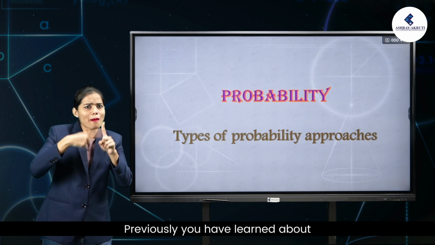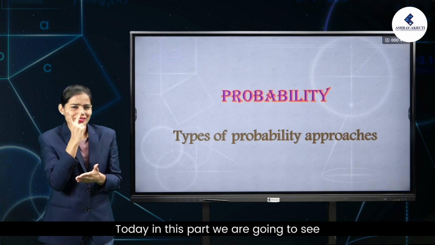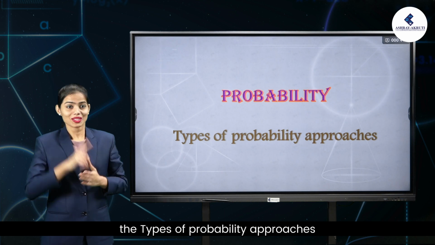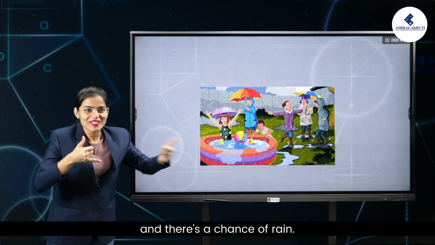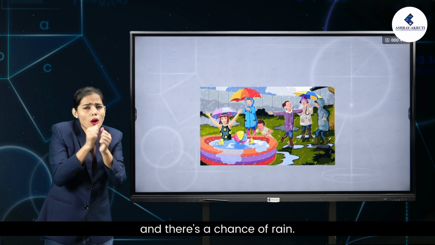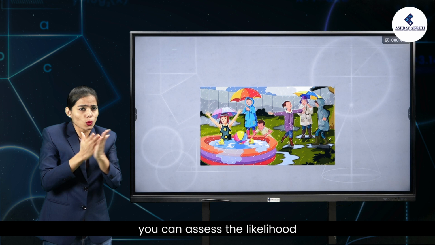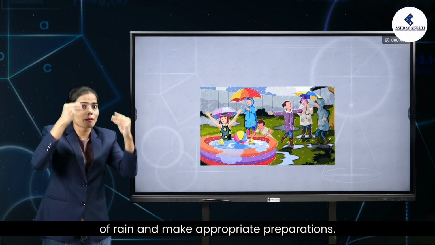Previously, you have learned about Introduction to Probability. Today, in this part, we are going to see the types of probability approaches. Imagine you are planning a picnic with friends and there's a chance of rain. By understanding different types of probability, you can assess the likelihood of rain and make appropriate preparations.